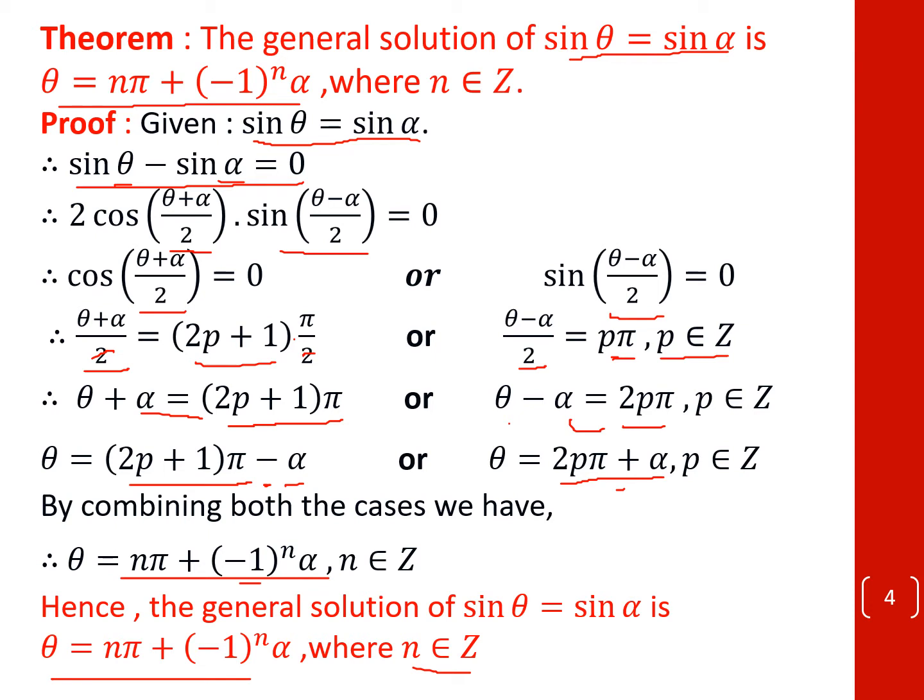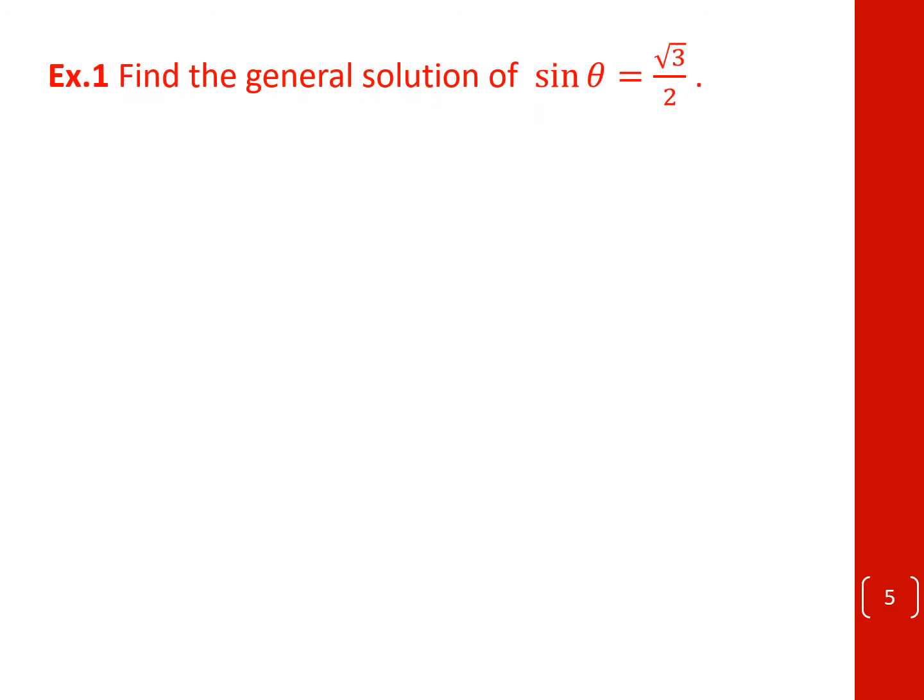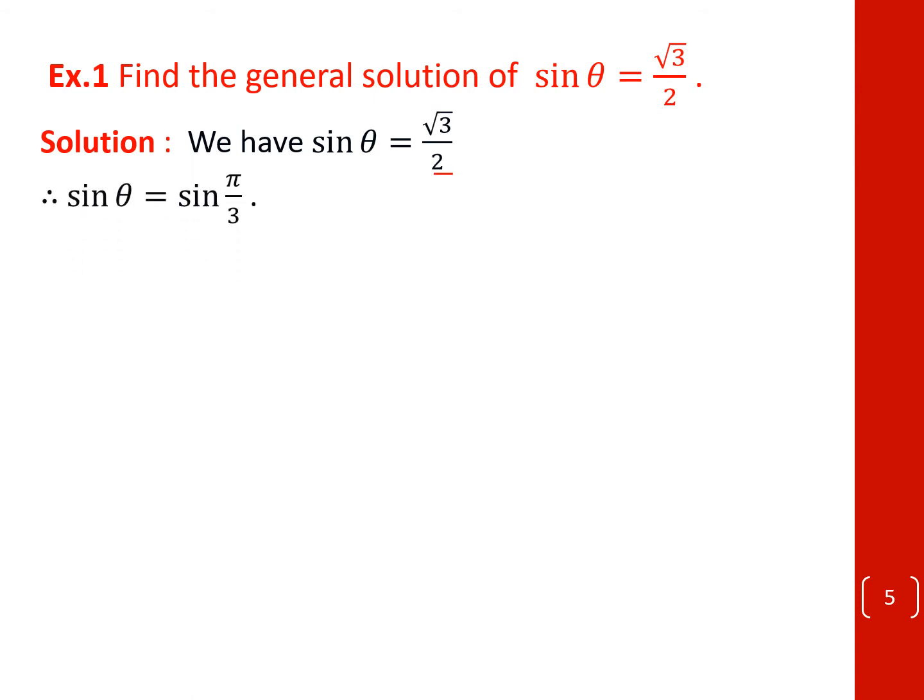First example. Find the general solution of sin theta is equal to root 3 by 2. Solution. It is given, students, sin theta is equal to root 3 by 2. At what angle does sin have value root 3 by 2? Which is at pi by 3. So we will write it as sin theta is equal to sin pi by 3.